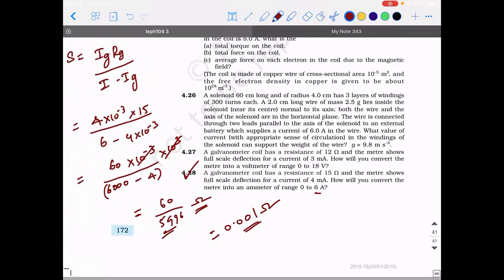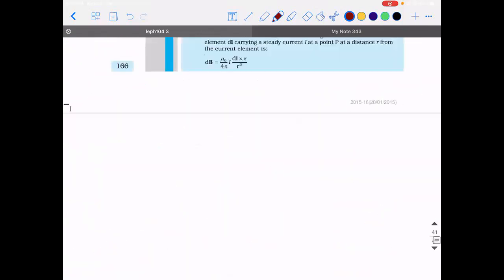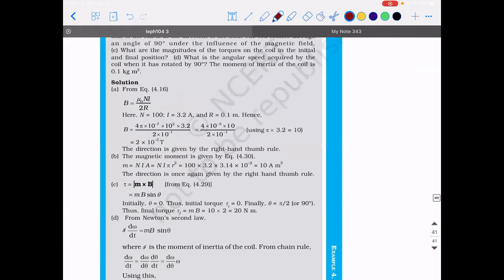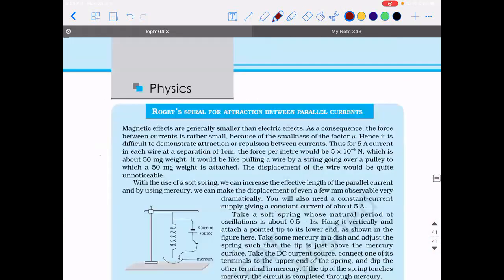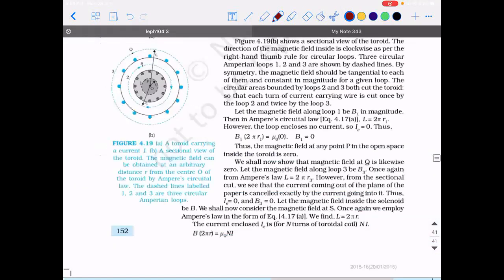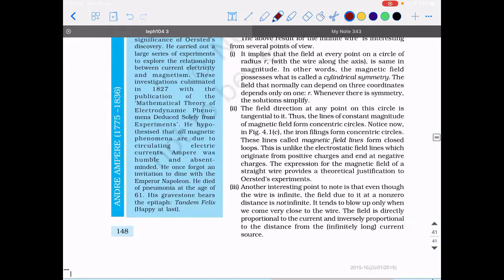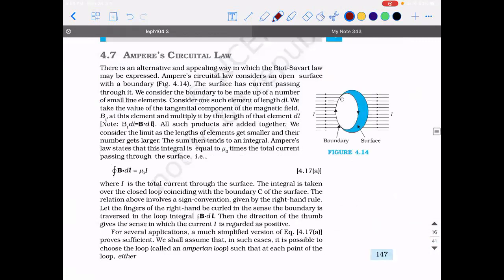I think we have done everything. So the only topic that is left out in this chapter is Ampere's circuital law. Okay. So I'll give you the basic introduction of Ampere's circuital law. After I explain it, in tomorrow's class, I will explain the applications of it. If possible, I'll try to complete it tomorrow itself or maximum by Wednesday. Okay, this chapter is also about to come to an end.